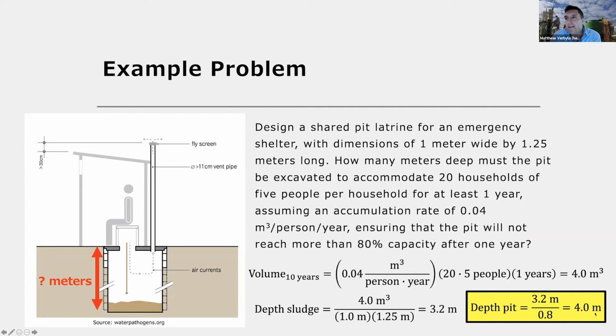So the next step would be to determine, is it actually feasible to excavate a pit that has that depth? Otherwise, you might need to make a decision that if the depth needs to be half as much, perhaps it can only accommodate 10 households of 5 people per household for a year. Or perhaps it can only accommodate 20 households of 5 people, but only for 6 months.